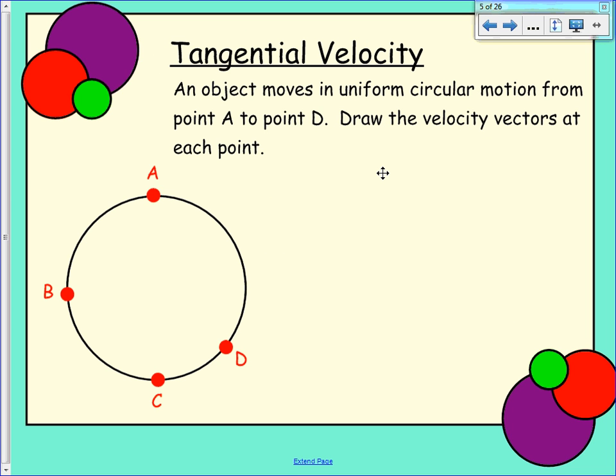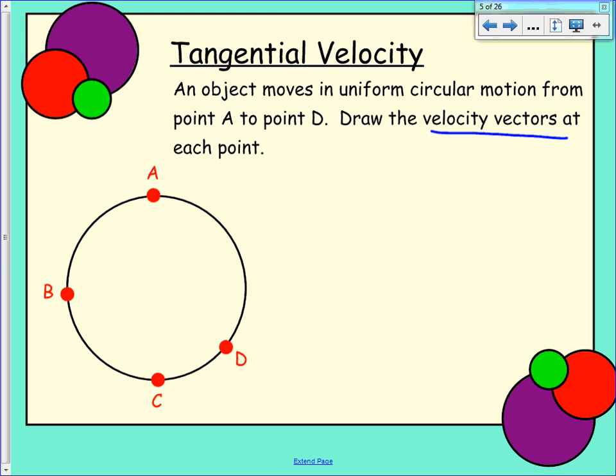So to get a better idea, let's just actually do a simple little problem here. I have a circle and it says an object is moving in uniform circular motion from point A to point D. And we're talking about point A to D as if it has to go through B and C as well. So it's moving in a counterclockwise direction. The question wants us to draw the velocity vectors at each point. Now notice it just wants velocity vectors. It doesn't want acceleration vectors, it just wants velocity. And we learned on the last slide that velocity is always going to point tangent to the circle.